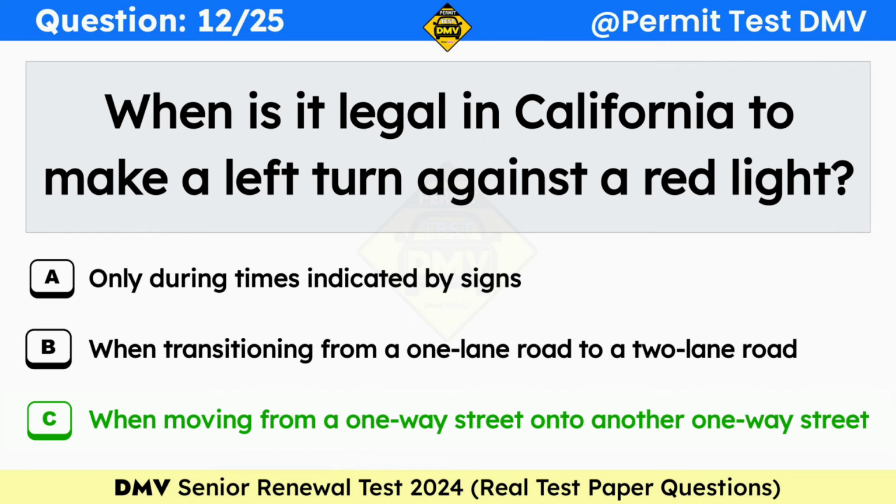Make sure there is no sign prohibiting the turn. Yield to other vehicles, pedestrians, or bicyclists who have a green light. Look both ways and turn when it is safe.